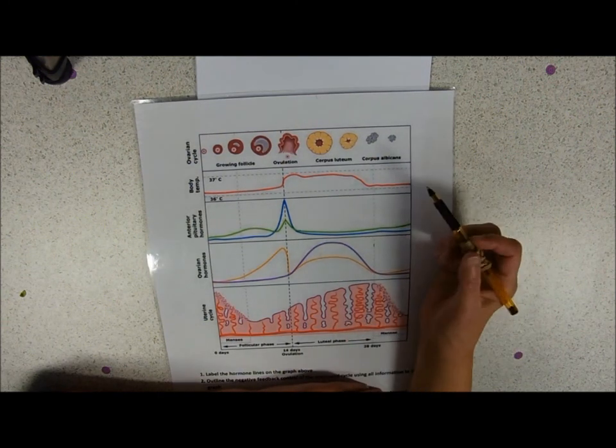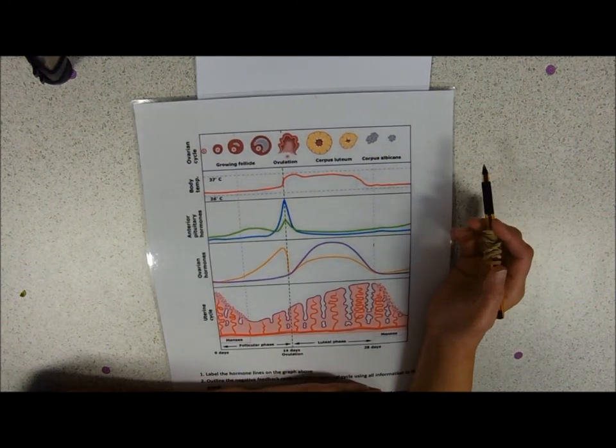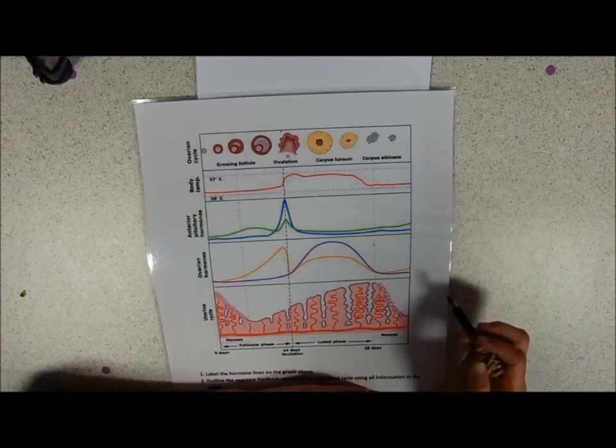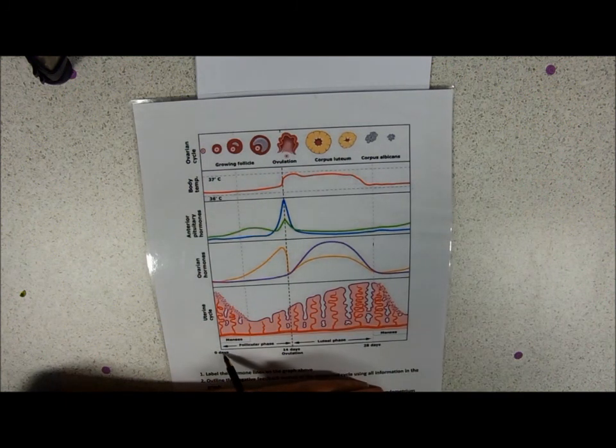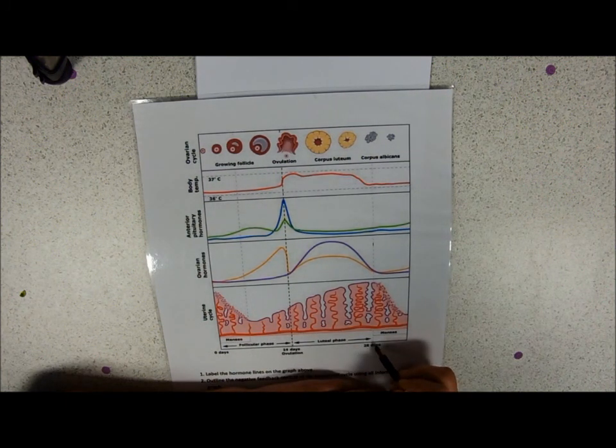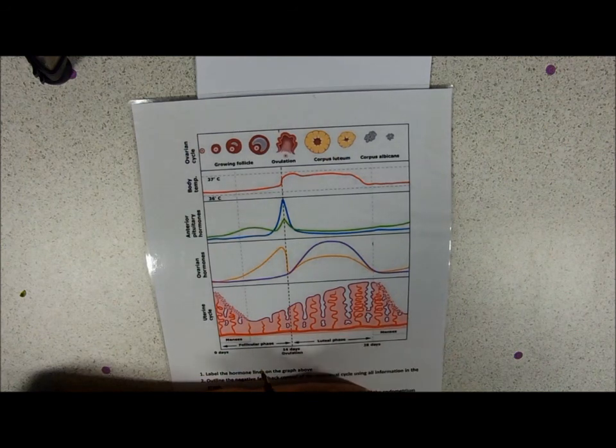So, this is the menstrual cycle. Along the bottom we've got 0 days through to day 28, assuming a 28 day cycle. I mean, it's not the same for everybody.